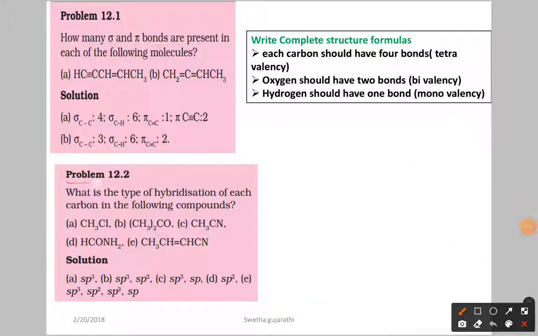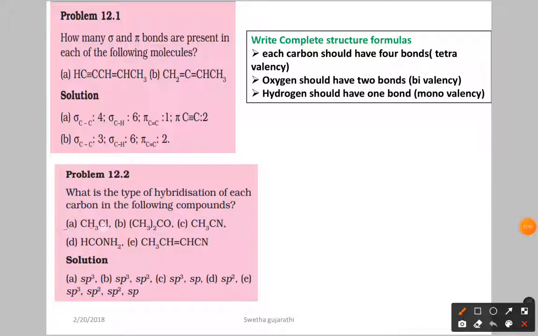Next, problem number 12.2. What is the type of hybridization of each carbon in the following compounds? They are asking about the hybridization of each carbon, not other elements. As we discussed already, for hybridization you have to count the sigma bonds around each carbon atom. Now let us discuss all the molecules one by one.